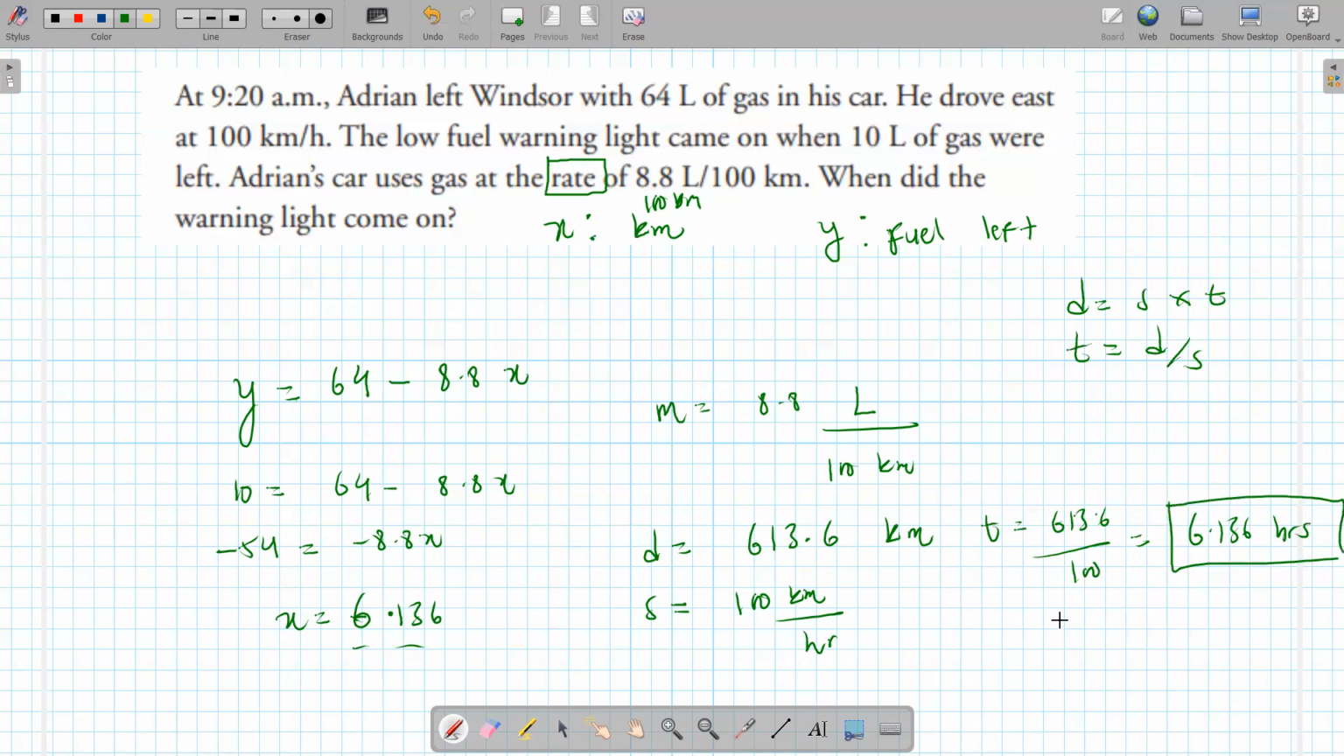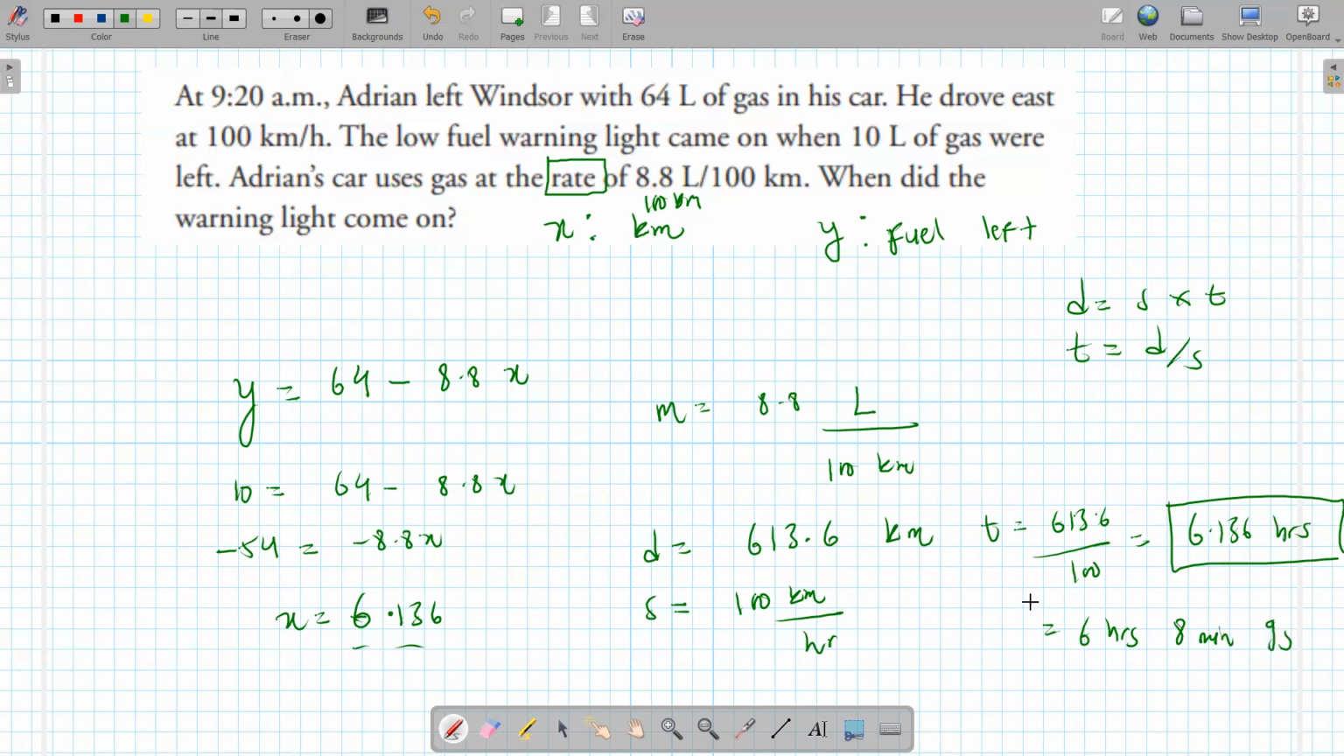What is that in minutes? It's going to be 6 hours, and 0.136 times 60. So 0.136 times 60, that's going to be 8.16 minutes. So you have 6 hours, 8 minutes, and 0.16 times 60 is about 9 seconds.